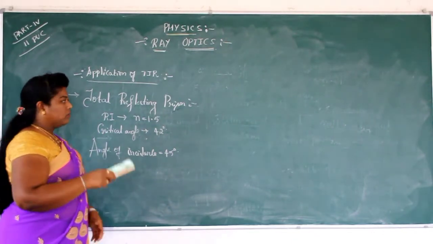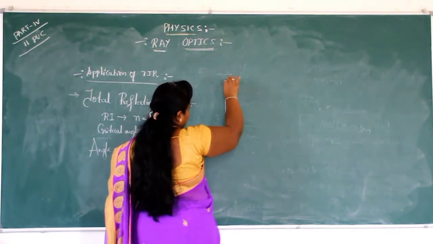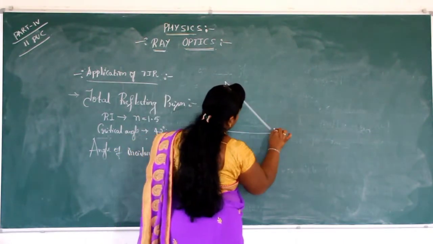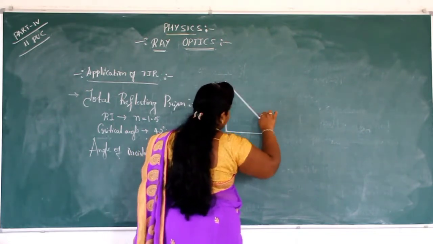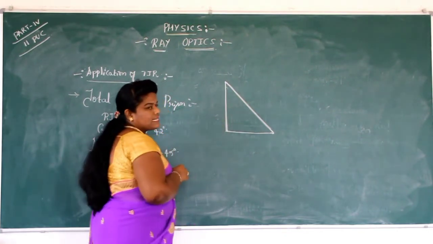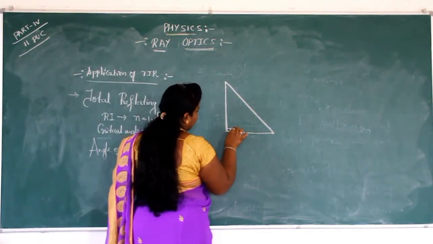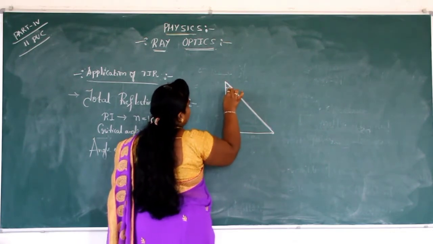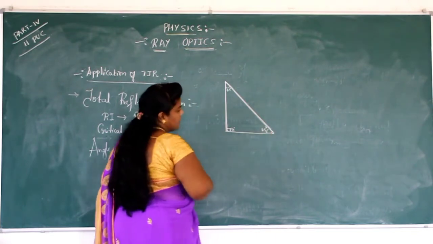Now let us draw the diagram for the two different cases. I am drawing a prism here. It is a right-angled prism, so this angle is 90 degrees, right? And the other two angles are 45 degrees each.